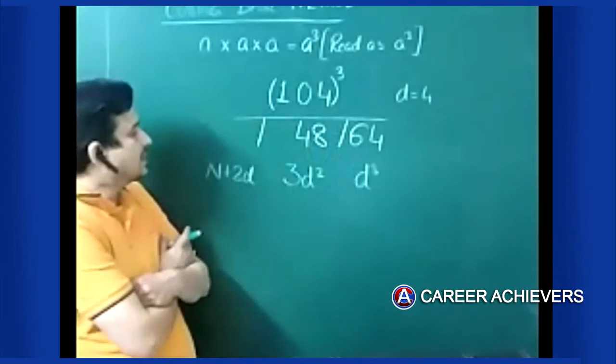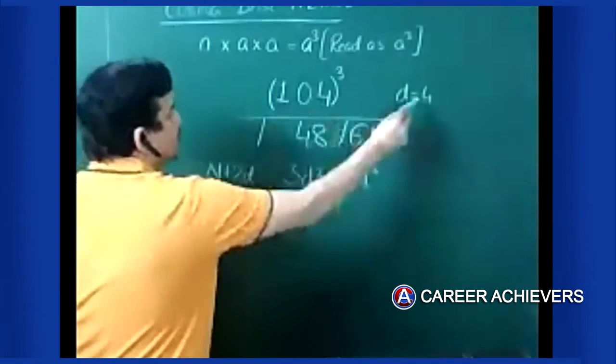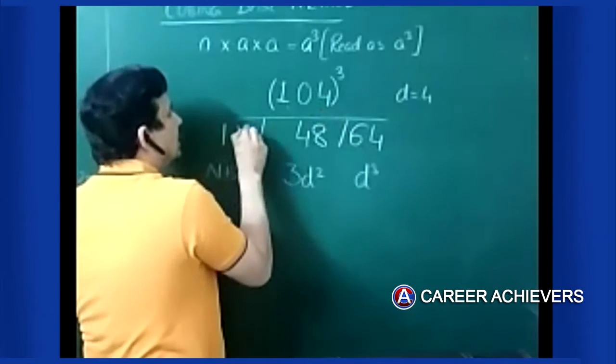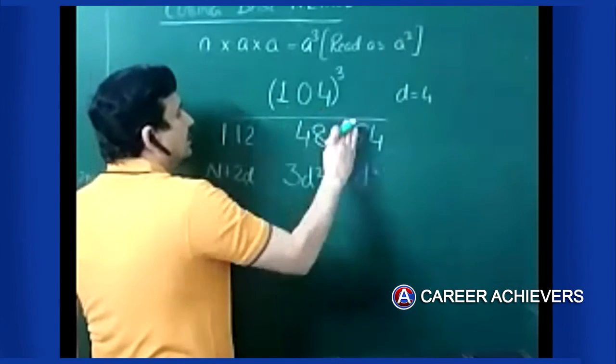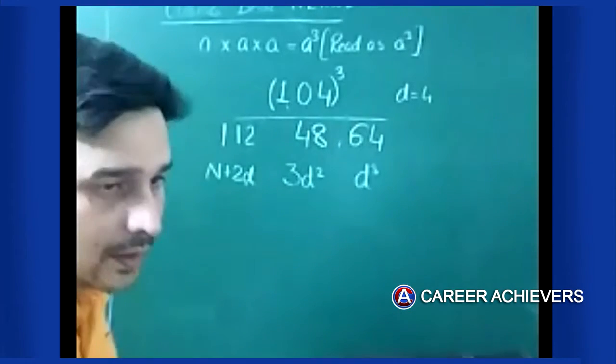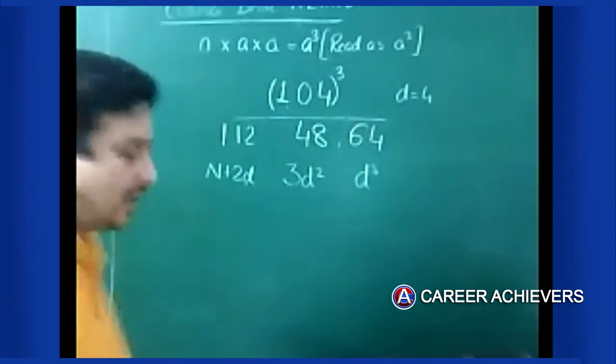And the last step is number plus 2d. So number is 104 plus 2 times deviation, which is 8. 4 plus 8, 12. So you will write 112. And the complete answer is 1124864. Clear? Yes, sir.